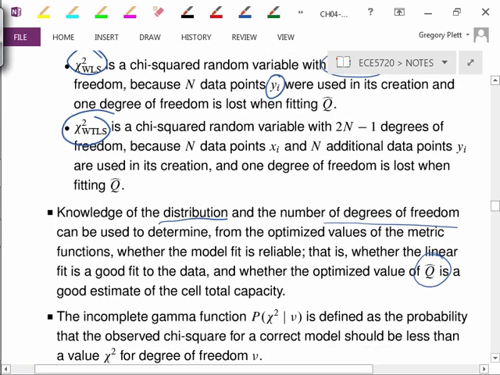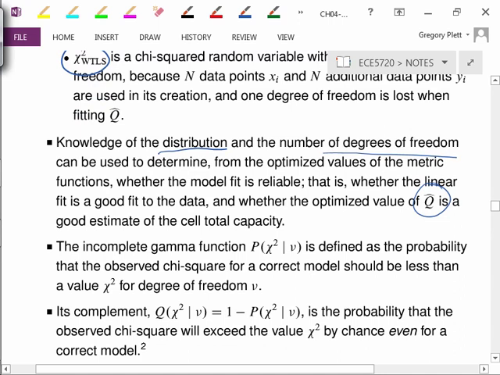I compute this chi-squared value, and then I want to see, is this chi-squared value a likely chi-squared value? If it's unlikely, then that means that my model is probably not very good. But if it's likely, that means my model is probably good.